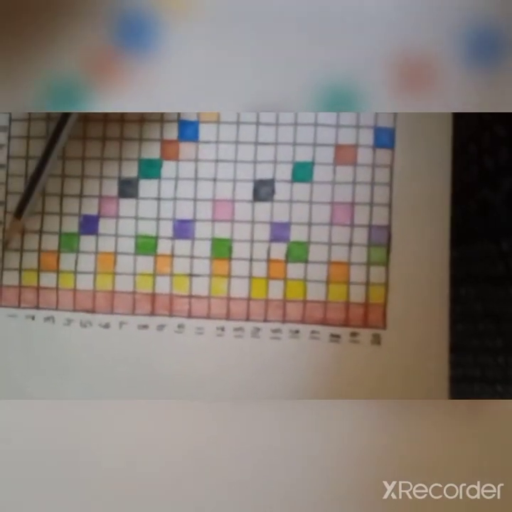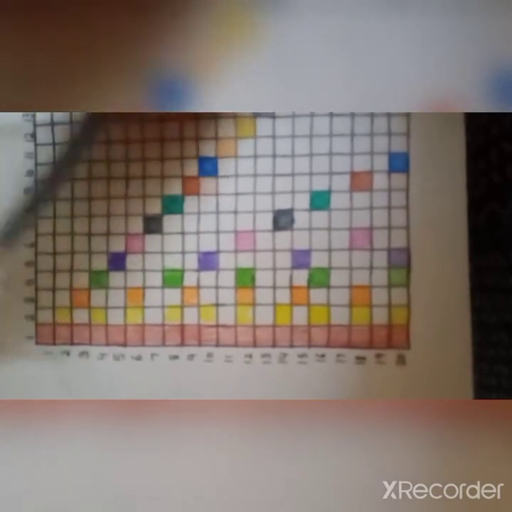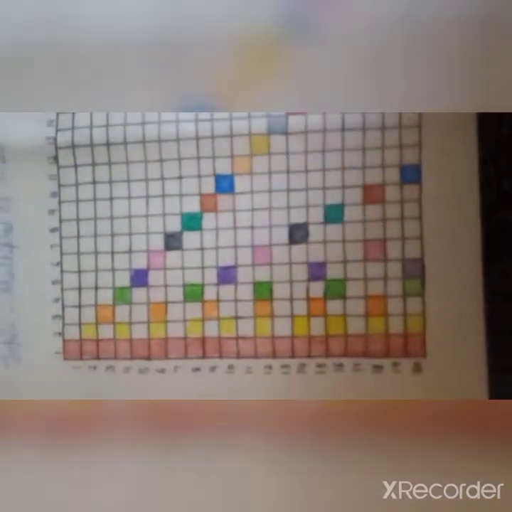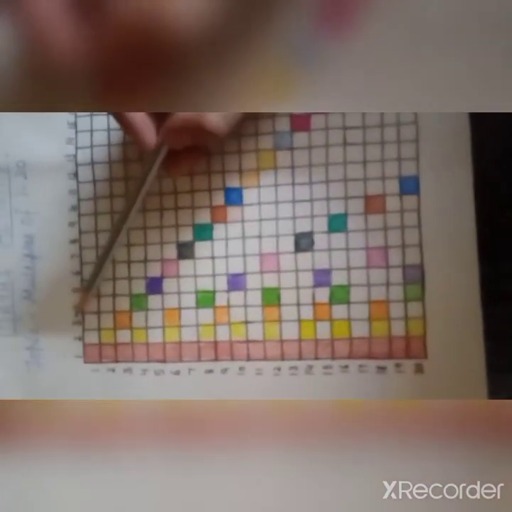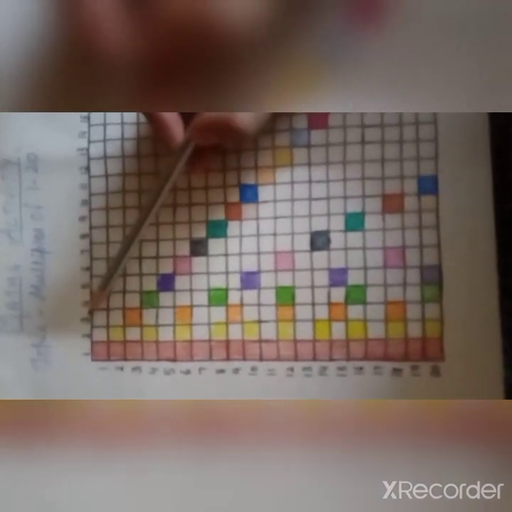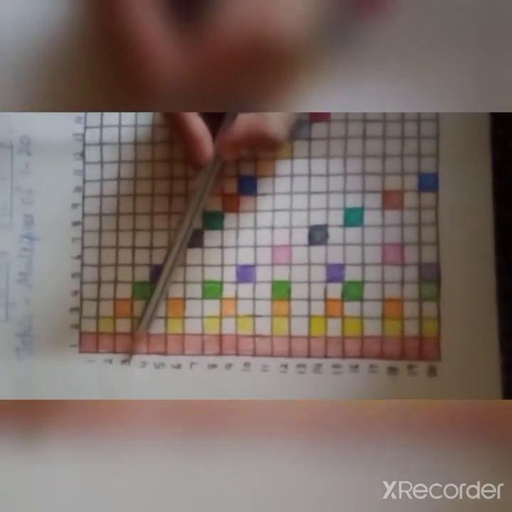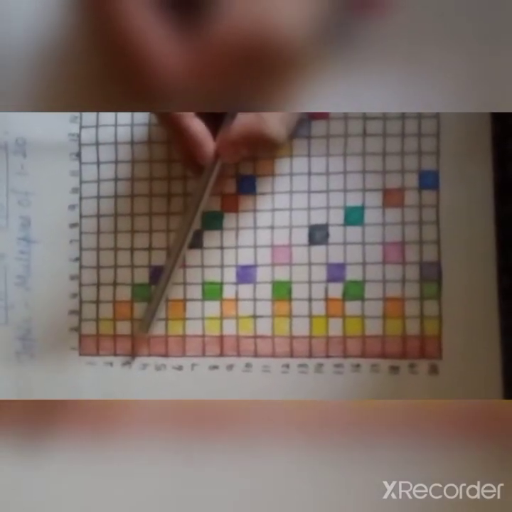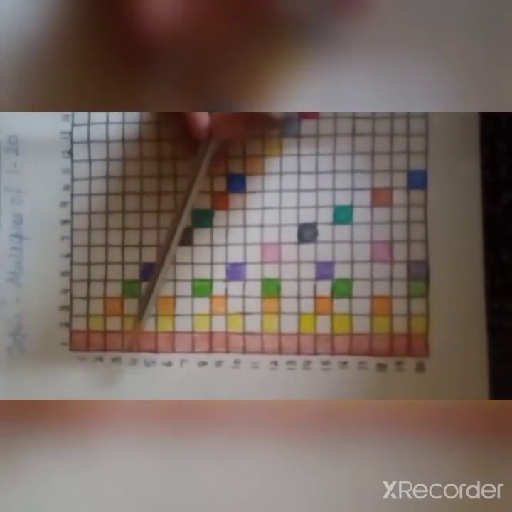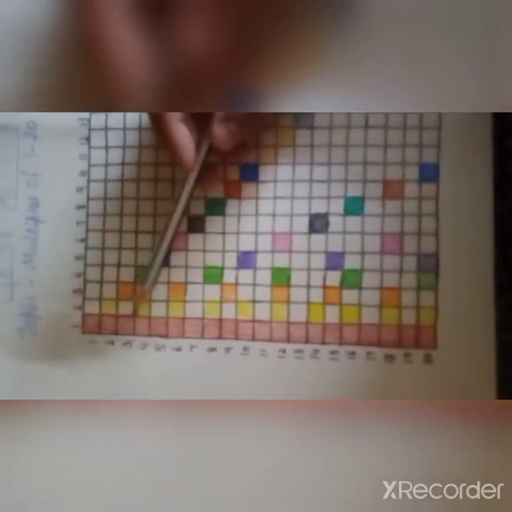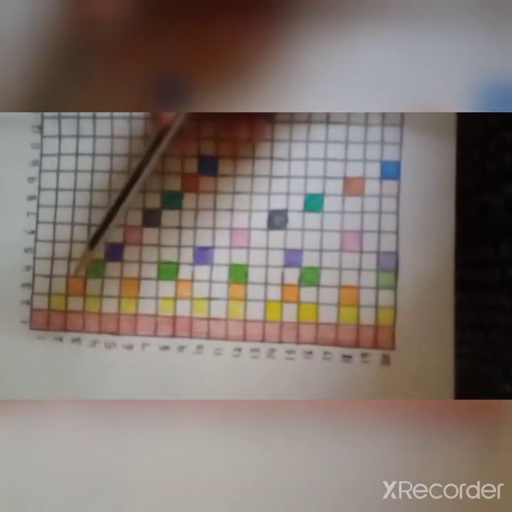For 3 also you will check the rows and columns. Rows are the multiples, and the column is the number for which we have to see the multiples. Like, we have to see the multiples of 3, so we will check the row numbers. That orange color is at 3, and now at 6, at 9, at 12, at 15, at 18. So these are the multiples of 3.